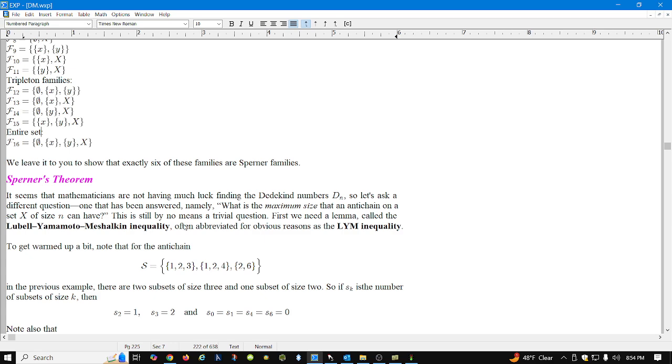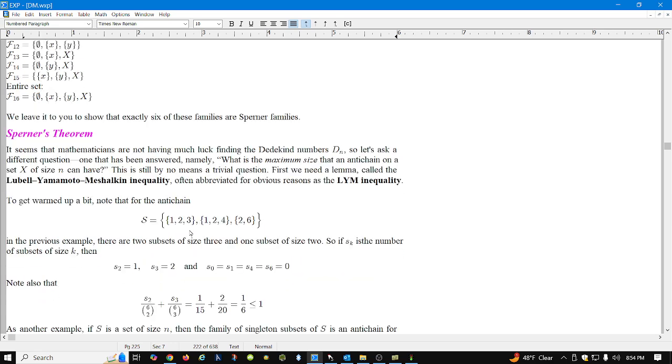Well, so it seems like we as mathematicians are not having a whole lot of luck finding the Dedekind numbers. So what do you do when that happens? You try to find a question you can answer. What is the maximum size that an antichain on a set of size n can have? How big, how many subsets can there be in an antichain?